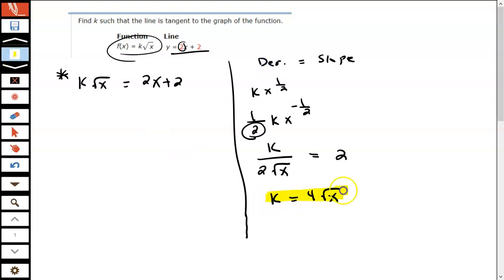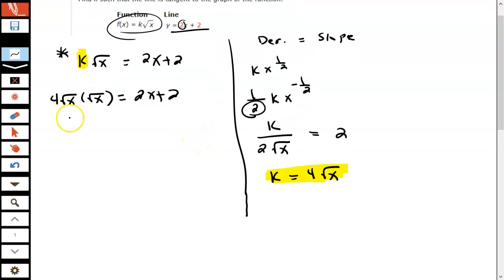All right, so I'm going to hold on to that in my mind. I'm going to take this value, 4 times the square root of x, and replace k on this other side here with 4 times the square root of x. And that allows me to find an actual value number for x. So 4 times the square root of x times the square root of x equals 2x plus 2. All right, the square root of x times the square root of x is x.